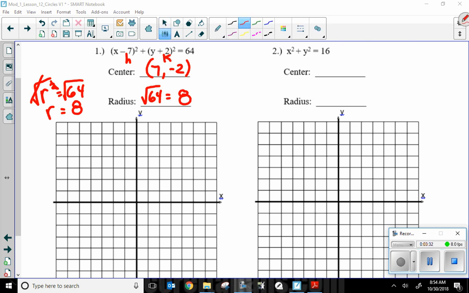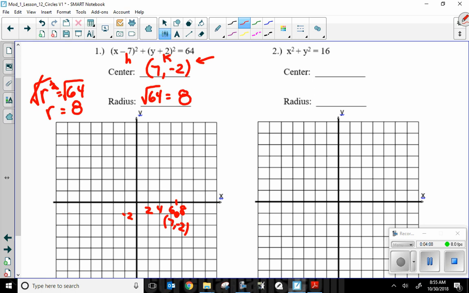So now that we have our information, let's graph this. I'm going to put my center at 7. 1, 2, 3, 4, 5, 6, 7. That's going to go way too far, so I'm going to count these by 2s. 2, 4, 6, 8. 7 falls right in between. And I'm going down negative 2. So I'm going to put a point right there. That's 7, negative 2.